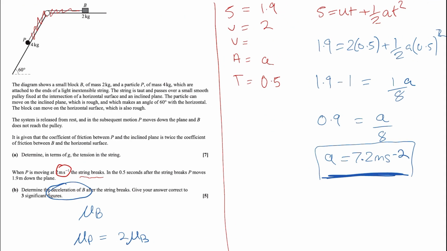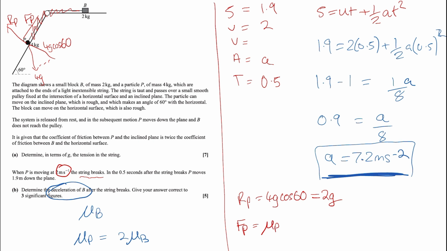It's not liking it. So there is still friction here. There is still that reaction force. And there was still, this was 4G, and this was 4G cos 60. So what did we have? We had that RP was 4G cos 60, which was 2G. And so FP is mu P lots of 2G, like so. But now we've got to consider our equation.